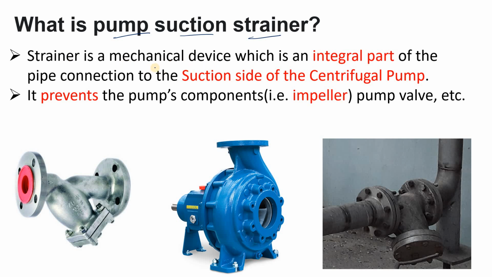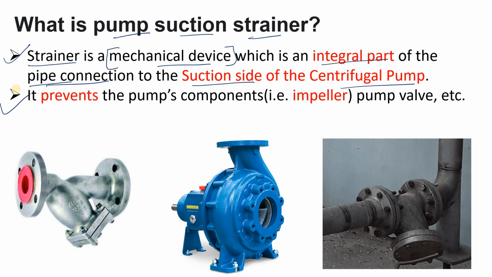A strainer is a mechanical device which is an integral part of the pipe connections on the suction side of the centrifugal pump. So at the suction side of the centrifugal pump there is a strainer used in the pipe connection, which is important, and that strainer is a mechanical device. This is the general definition of a strainer. Now we will see why we use a strainer, what its use and function are.